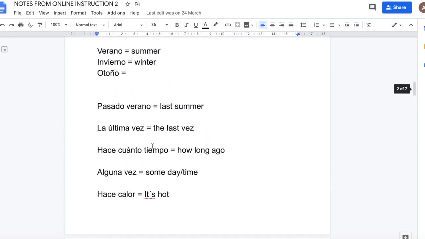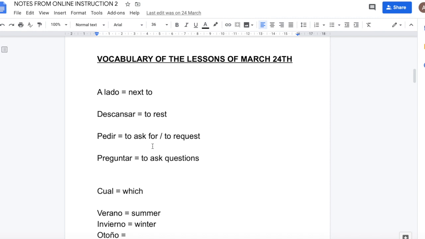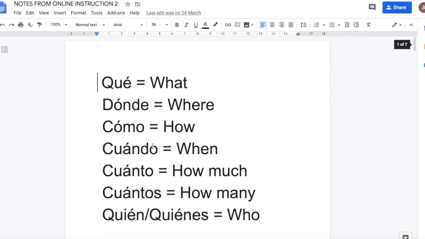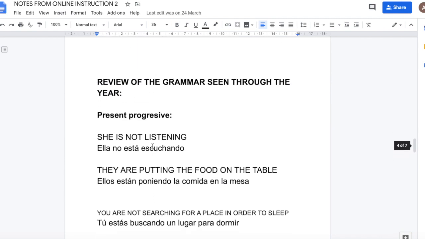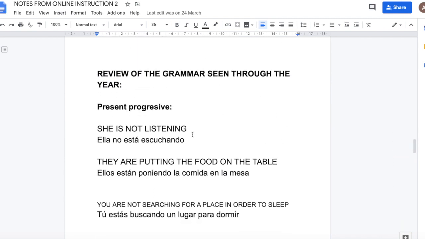This is very important, and I share this document with my students every day at the beginning of the class, or two minutes before starting the class. Why two minutes before starting the class? Because I always have some other exercises prepared, like I'm going to show you here.